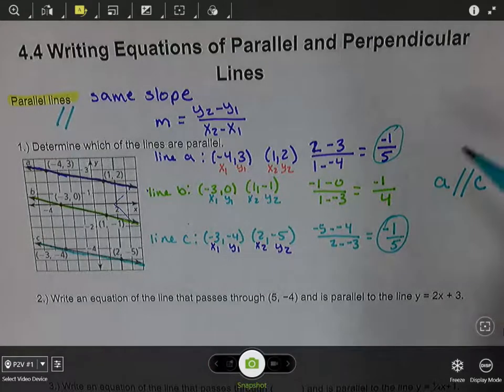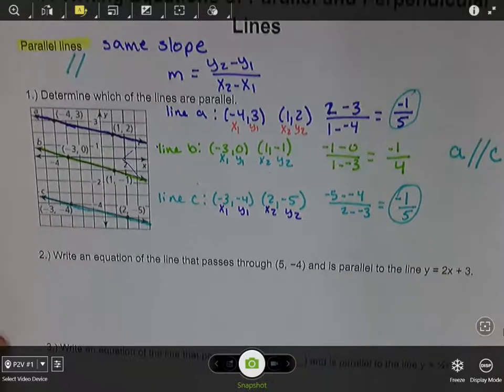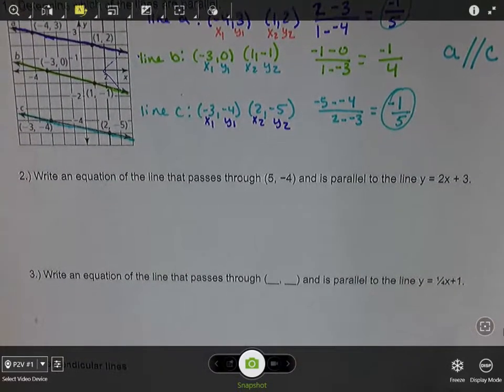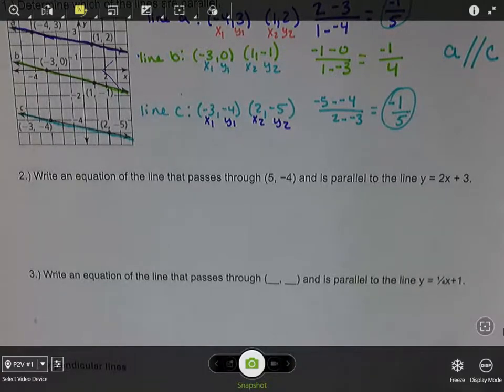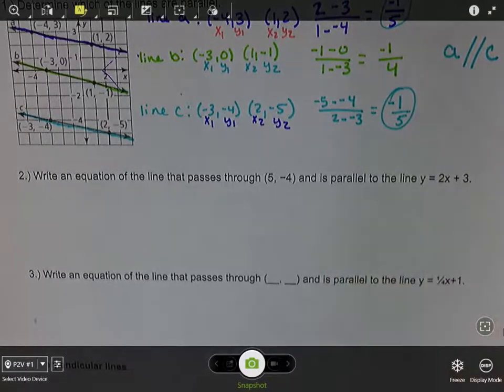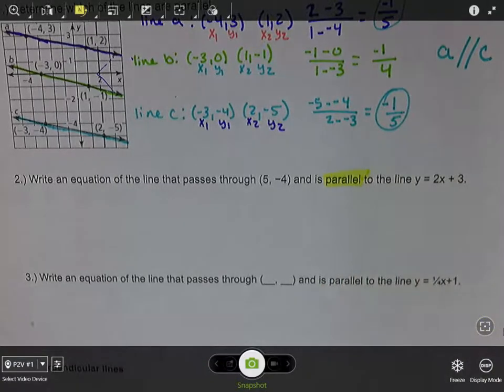All right, so now that you know how to find the slope of a line and how to determine if two lines are parallel, now moving on to the next part. It says, write an equation of the line that passes through (5, negative 4) and is parallel to the line y equals 2x plus 3. Okay? Well, this right here says it's parallel, and parallel means they have the same slope. Okay?